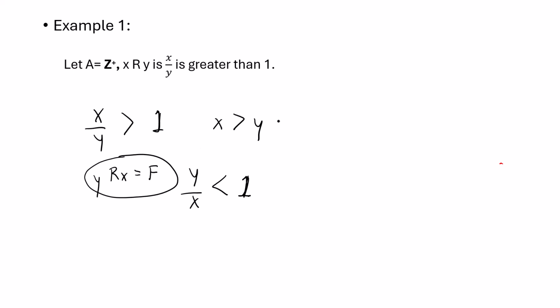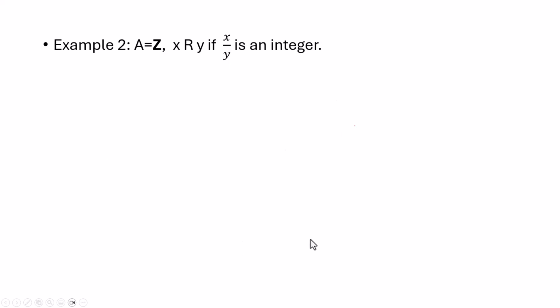So while x over y greater than 1 gives me xRy equals true, yRx is going to end up giving me false, right? So what we have here is an anti-symmetric relation. Let's take a look at another example.